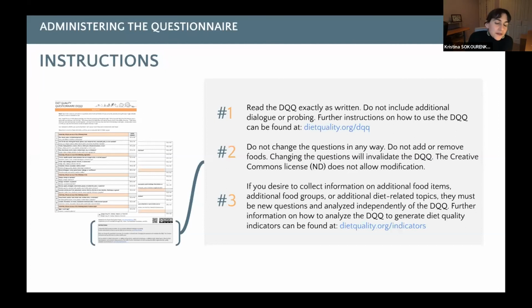The instructions are written on the bottom of the DQQ. You'll see this in every country's DQQ at the very bottom. And I'll just go through them quickly. So number 1, you read the question exactly as written.